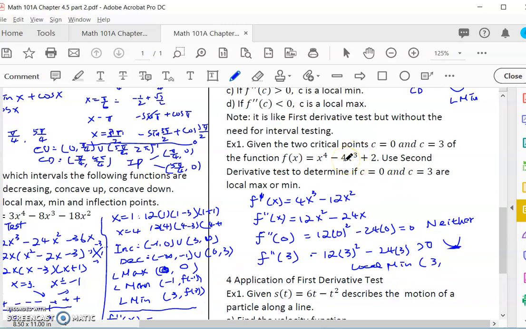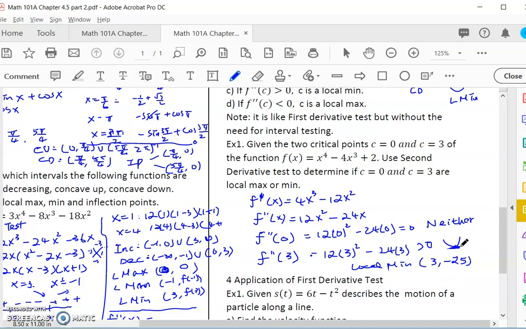So 3 to the fourth minus 4 times 3 to the third, 27, plus 2. Oh gosh, 3 to the 4 is 81. Let me just do 81 minus 4 times 27 plus 2. The original function value is negative 25. So the local minimum is 3 comma negative 25.